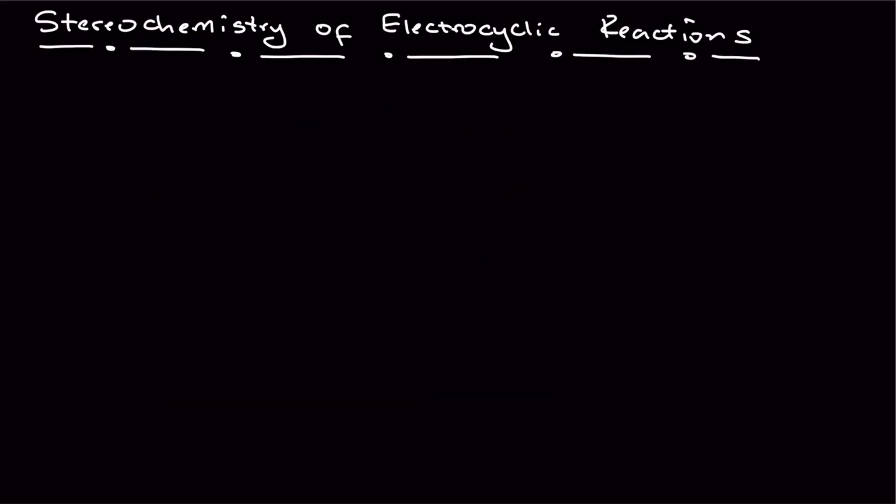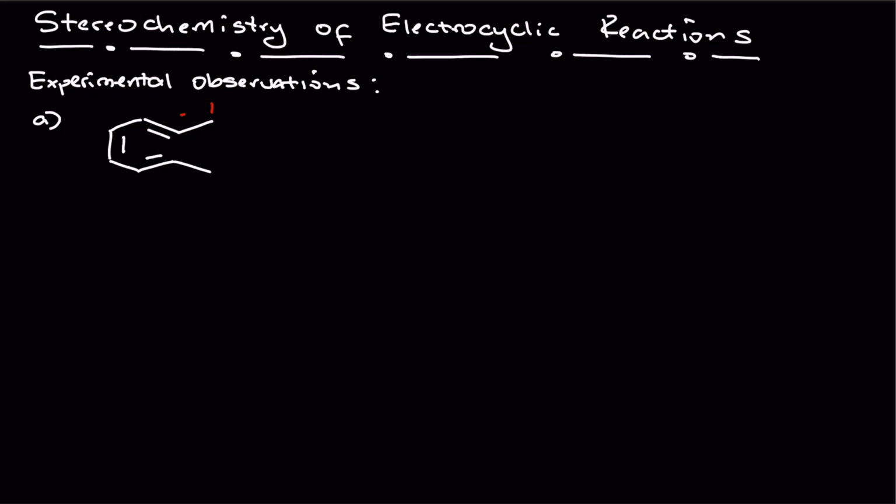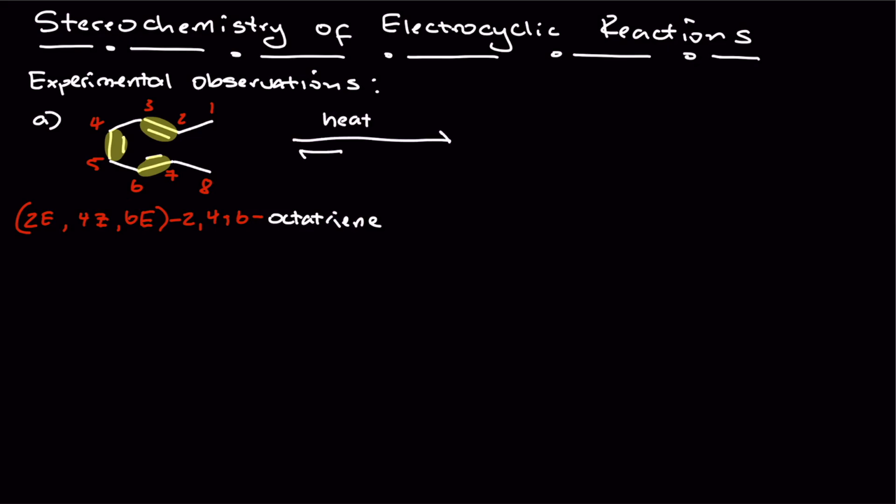So now let's consider the stereochemistry of electrocyclic reactions. And we can best do this with an experimental observation. So consider this substrate. This is our 2E, 4Z, 6E 2,4,6-octatriene. And this particular substrate undergoes electrocyclic reaction in heat to form, in this particular case, a cis disubstituted cyclohexadiene.